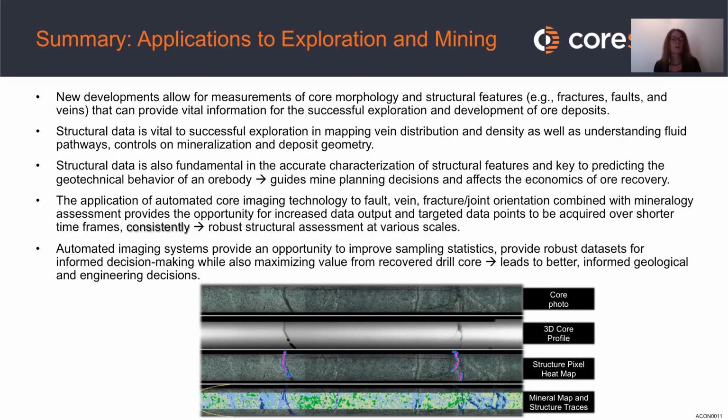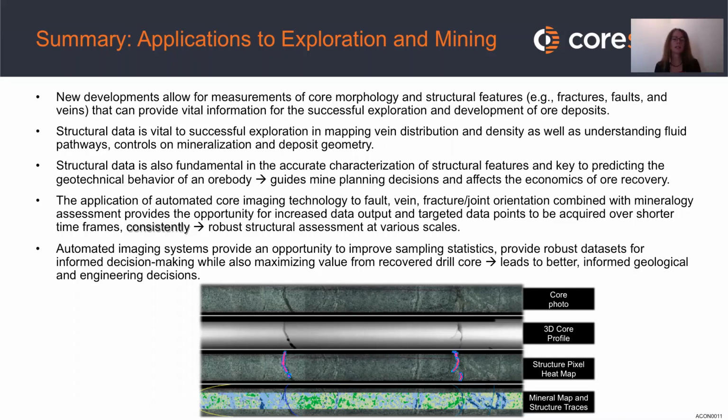The application of automated core imaging technology to fault, vein, fracture, joint, and structural orientations in general, combined with the mineralogical component, gives us the opportunity for increased data output. It allows us to target data points and to acquire those data points over shorter timeframes and consistently. So all the data is collected consistently, and any changes that need to be rolled out, whether that be the rotation of an orientation line, whatever it is, can be rolled out through the data set consistently. And having the ability to bring all these pieces together means we can achieve robust structural assessment at a number of scales, whether that's deposit scale, regional scale, whatever it is.